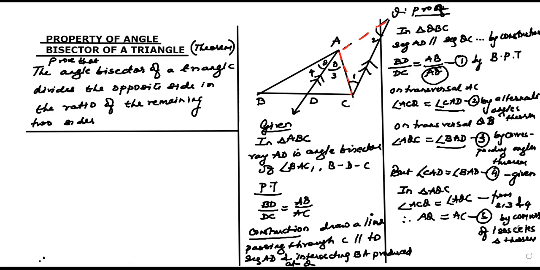Now you can see yourself, children, AQ and AC are equal. So can I replace this AQ by AC? In statement number 1, I will put AC in place of AQ. So I'll rewrite statement number 1. Therefore, BD upon DC is equal to AB upon AC. From 1 and 5. I hope you can understand this, a very simple but very important proof. Surely it can be asked in your exam. We go to the next theorem now.